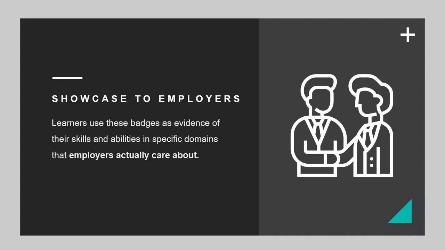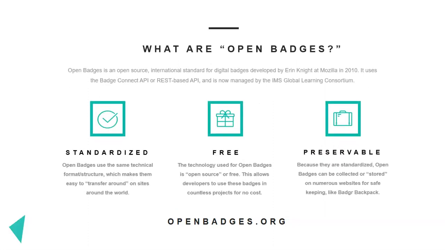So, what's the difference between open badges and other types of digital badges? Open badges are standardized. Open badges use the same technical format or structure, which makes them easy to transfer around on sites around the world. Open badges are free. The technology used for open badges is open source or free. This allows developers to use these badges in countless projects for no cost. Open badges are preservable. Because they are standardized, open badges can be collected or stored on numerous websites for safekeeping, like Badger Backpack.